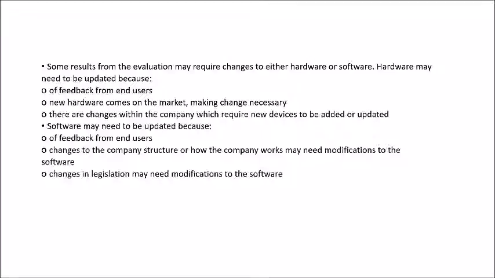Now, with this, we are ending our system life cycle chapter. We have ended talking about all the stages. Good luck in this chapter and do well.